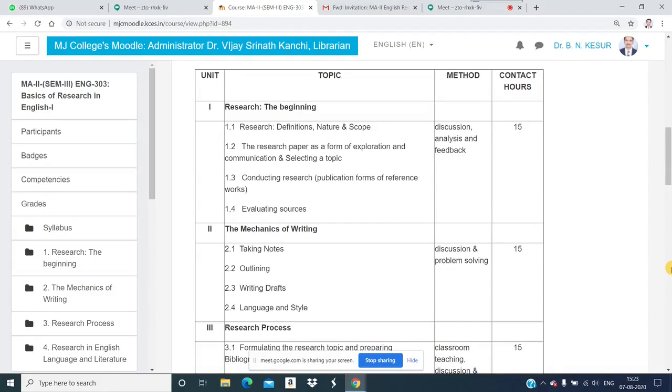Then we will discuss writing drafts. As you know very well, you have to start your research. You will prepare the first draft of your research, then you will again reorganize the things, rework on that particular draft, and then a second draft will be prepared. So how these drafts are prepared and how you correct yourselves. And at the same time you should be very cautious about the language and style which you use there.